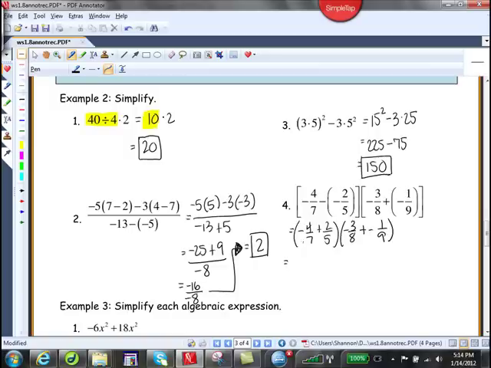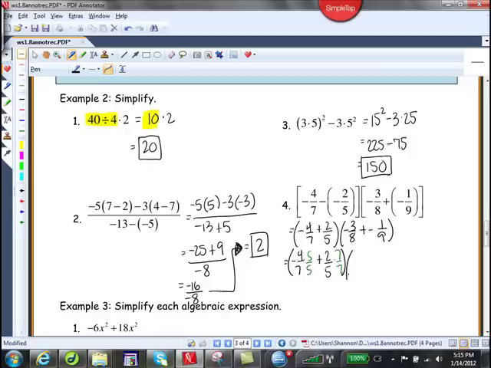So what we're going to have here, we need to find common denominators. The common denominator for the first one is going to be 35. So we have our -4/7, and this plus 2/5 hanging out over here. We're going to need to multiply by 5/5 for the first and 7/7 for the second one.